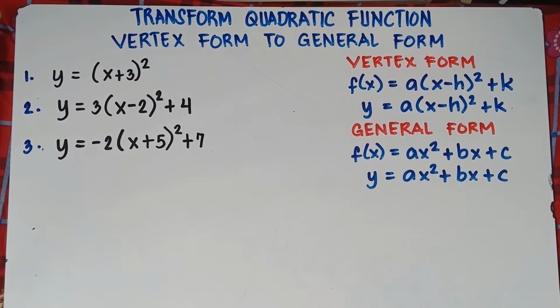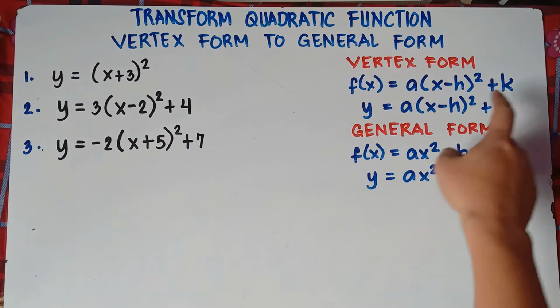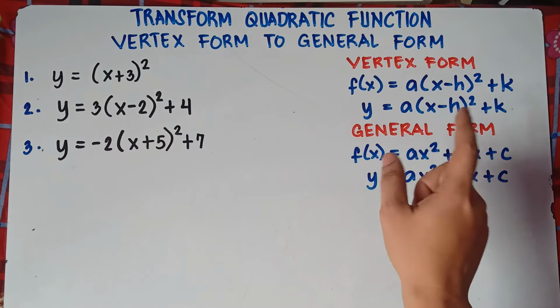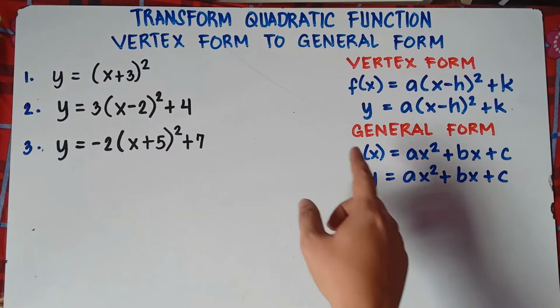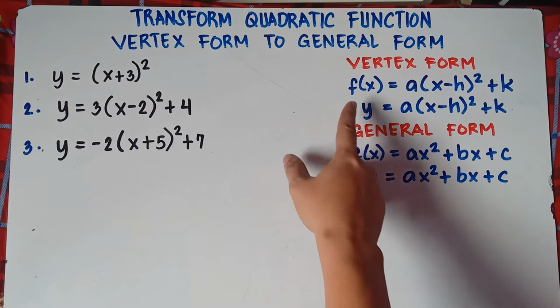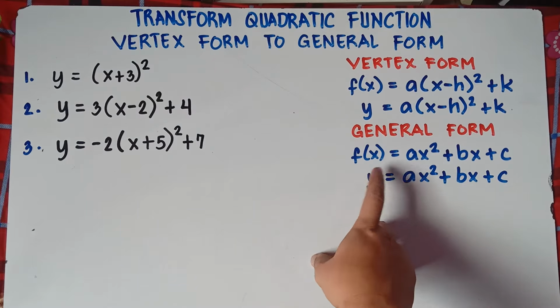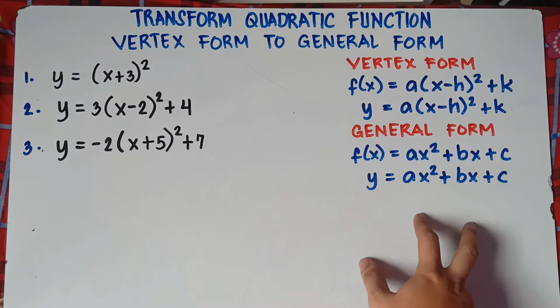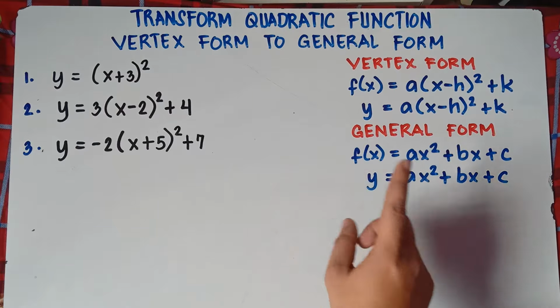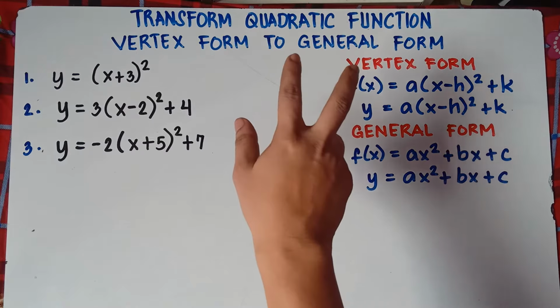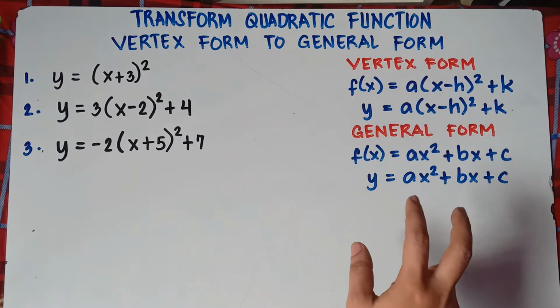This is the vertex form of a quadratic function, class. We have f of x equals a quantity x minus h squared plus k. Or you can also write this as y equals a quantity x minus h squared plus k. Once again, f of x you can also write as y. And the general form would be f of x equals ax squared plus bx plus c, or y equals ax squared plus bx plus c. So we transform this vertex form into general form.